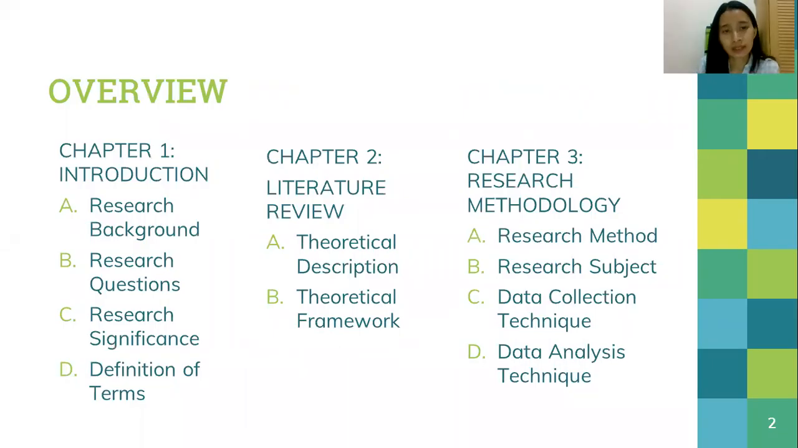So this is the content of my research proposal. In chapter 1, introduction, I'm going to share my research background, research questions, research significance, and the definition of terms. In chapter 2, the literature review, I'm going to tell you about my theoretical description and theoretical framework. And in the last chapter, chapter 3, I'm going to share my research method, research subject, data collection technique, and the last one is data analysis technique.